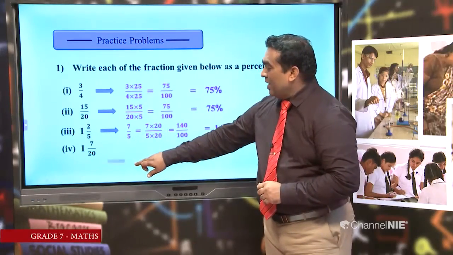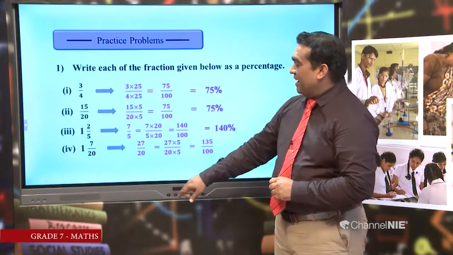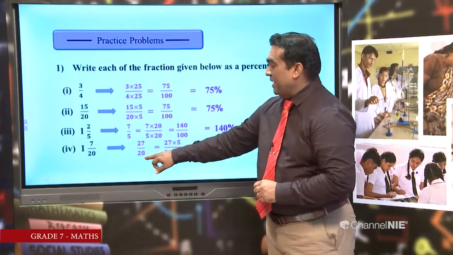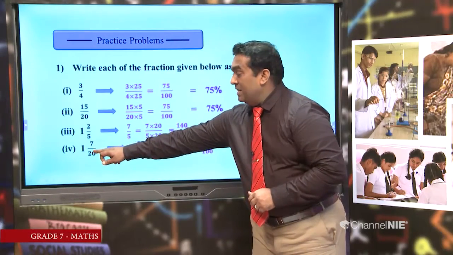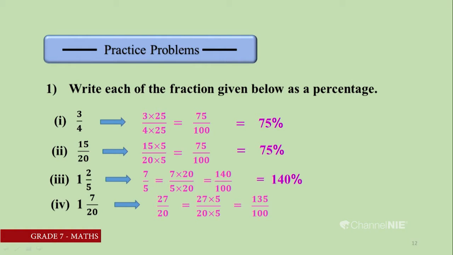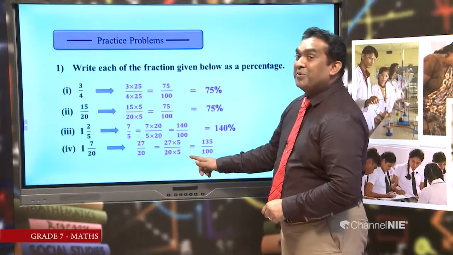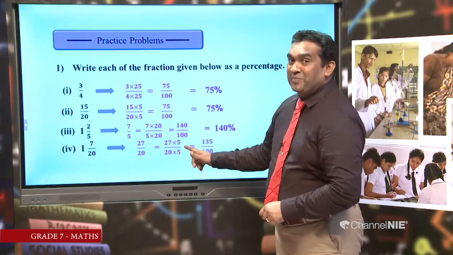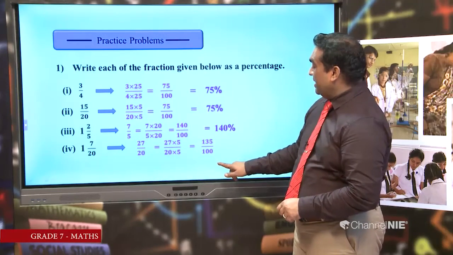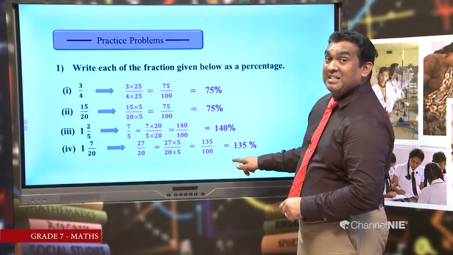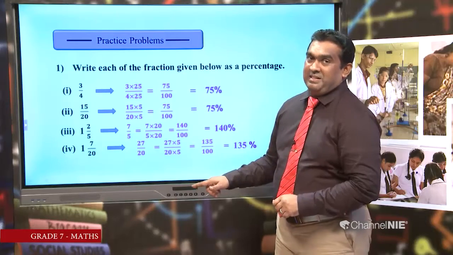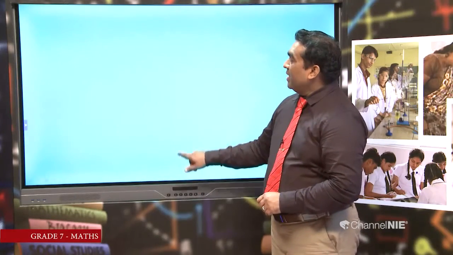Here also, how to find out the improper fraction? No change in the denominator 20. Here 20 multiplied by 1, 20 plus 7, 27 over 20. Now, we want to convert 20 into 100. You know that 20 is a factor of 100. Therefore, this is very, very easy. 20 multiplied by 5, 27 multiplied by 5. Now, 135 over 100. Now, this is read as 135%.